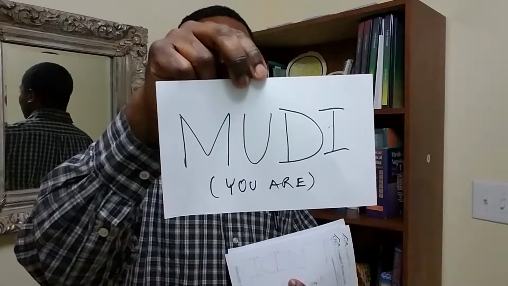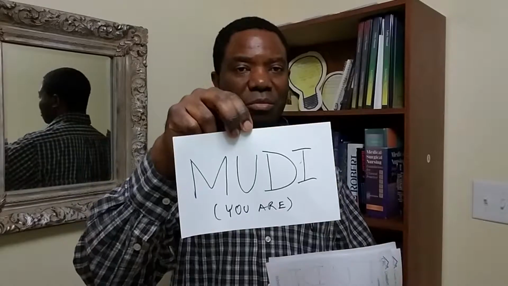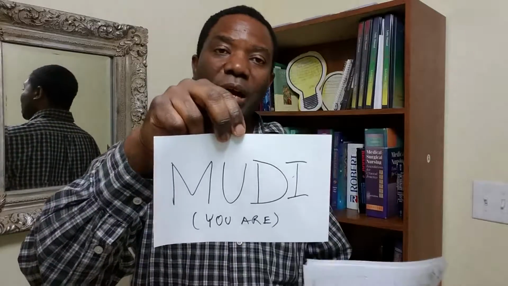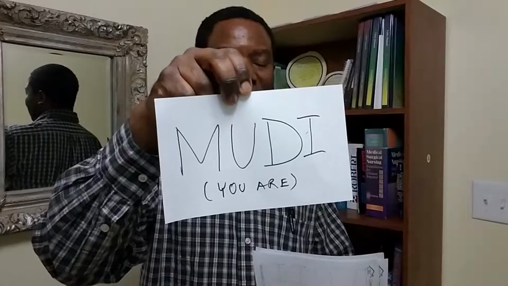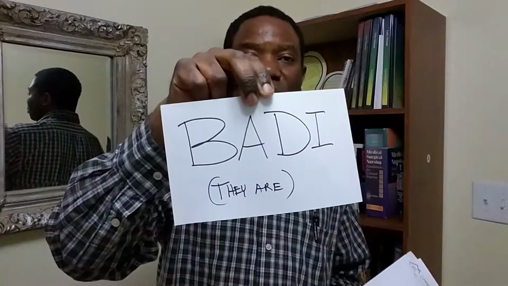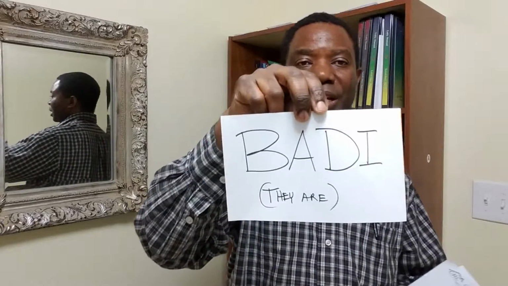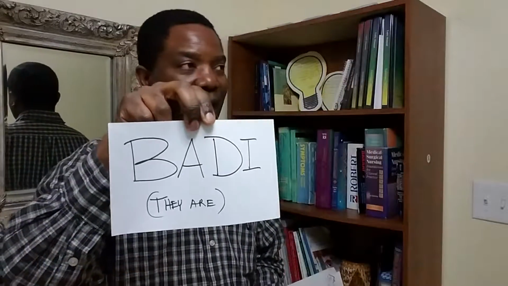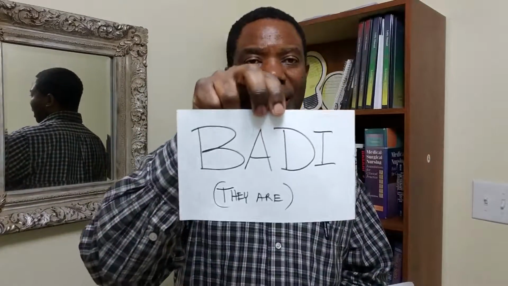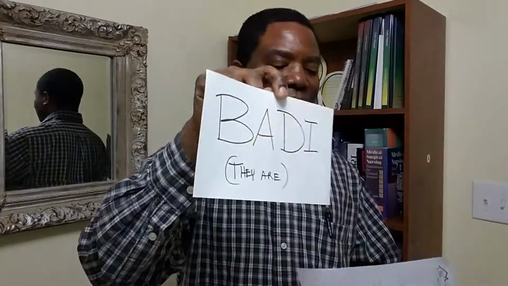So many of you, you are. Mudi bana means you are children. Bana, B-A-N-A, you are children. Then we have badi, which means they are. Badi bana means they are children. Bana means children. Or badi babela means they are sick, and so on. So this is the verb to be, the whole thing.